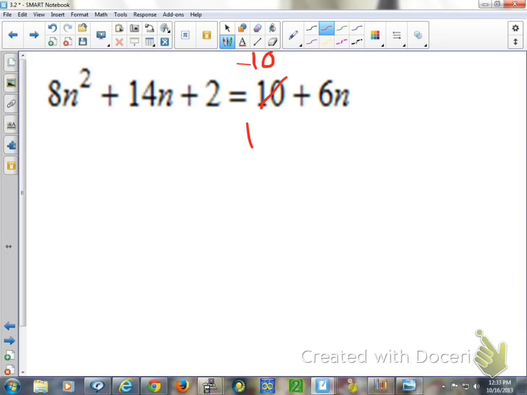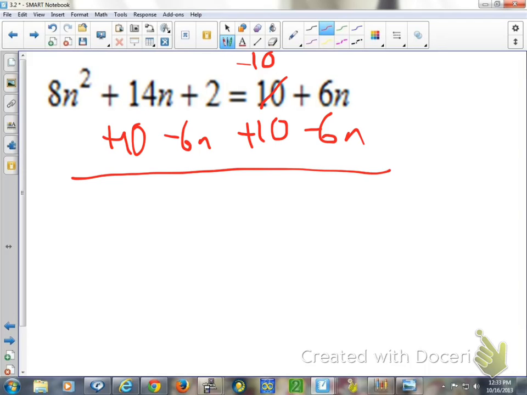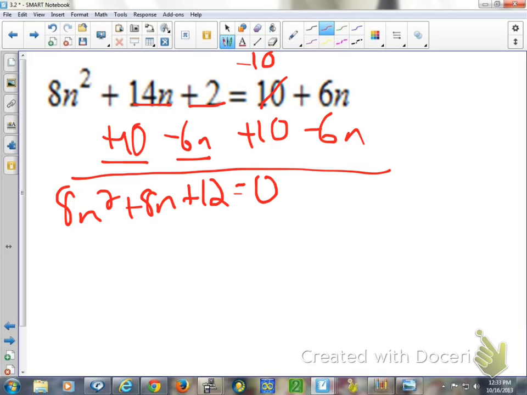Because it's negative, you actually are going to need to add 10 and subtract 6n from both sides. Plus 10 minus 6n. That way it'll be 0 on the right. And on the left, it'll be 8n squared, 14n minus 6n is 8n, 2 plus 10 is 12.